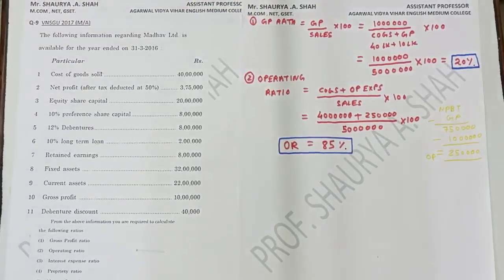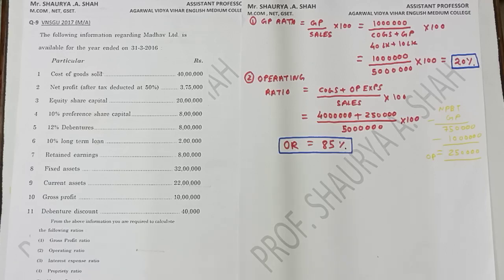Fine. So again, you need to first write down the formula, students. From the formula you can come to know which particulars are given in the sum and which are missing. First, we have found out the gross profit ratio. Remember, students, if it is a 14 mark sum, each ratio carries 2 marks. So 2 marks you get out of 14. We have solved 4. Now operating ratio is done.